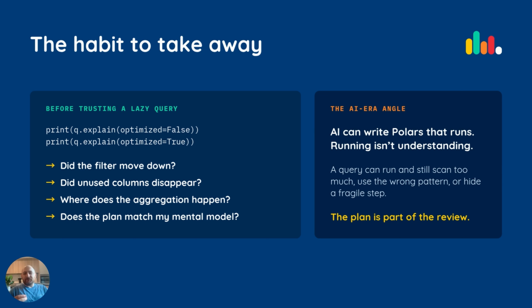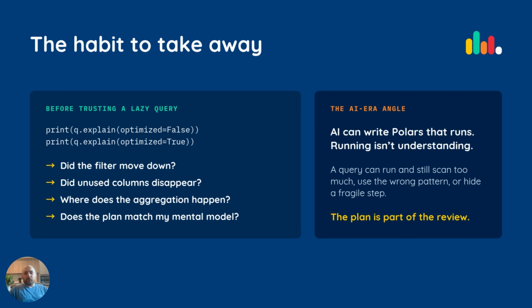And this matters even more now that AI writes a lot of data frame code. AI can produce Polars code that runs, but running is not the same as understanding. For lazy Polars, the query plan is part of the review. If you let AI write the code, you should still inspect what the engine plans to do. That's the real skill. Not just writing code that runs, but knowing whether the answer is correct, efficient, and explainable.